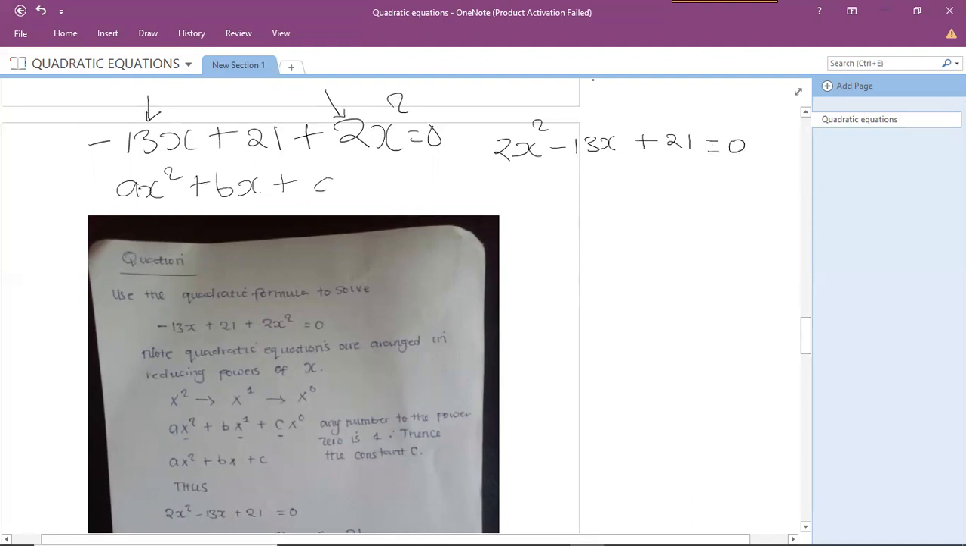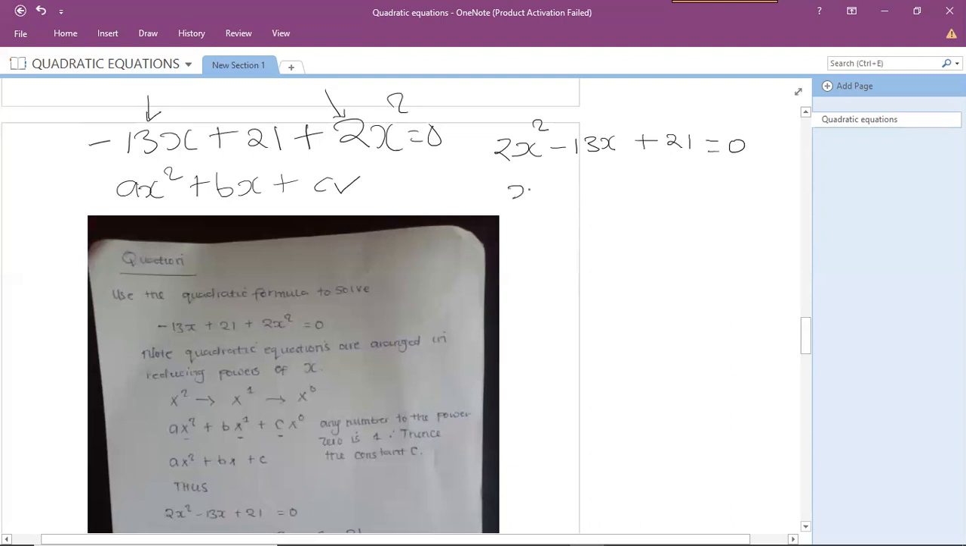So nothing has crossed the equal sign, nothing has done anything. All we've done is rearrange. Positive 2x squared is still positive 2x squared. Negative 13x is still negative 13x. And positive 21 is still positive 21. So we've rearranged this equation in the proper state. So the second thing that we do is we state the quadratic formula.